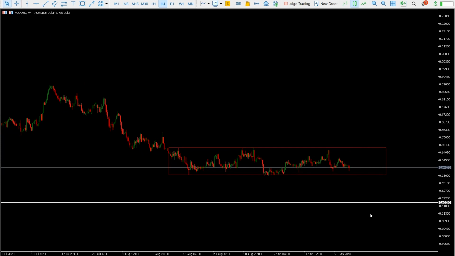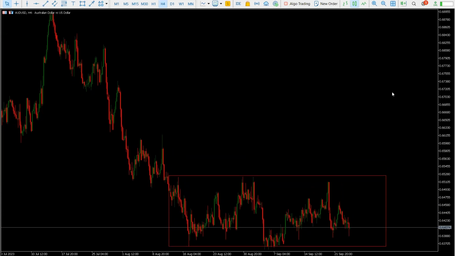But at the moment, 162 would be my first target, right? So this week, we're going to have the CPI and retail sales data that will drive the Australian dollar, basically. And I expect the CPI to rise. So I am expecting the AUD to have a higher CPI, which would basically be bullish for the Australian dollar.